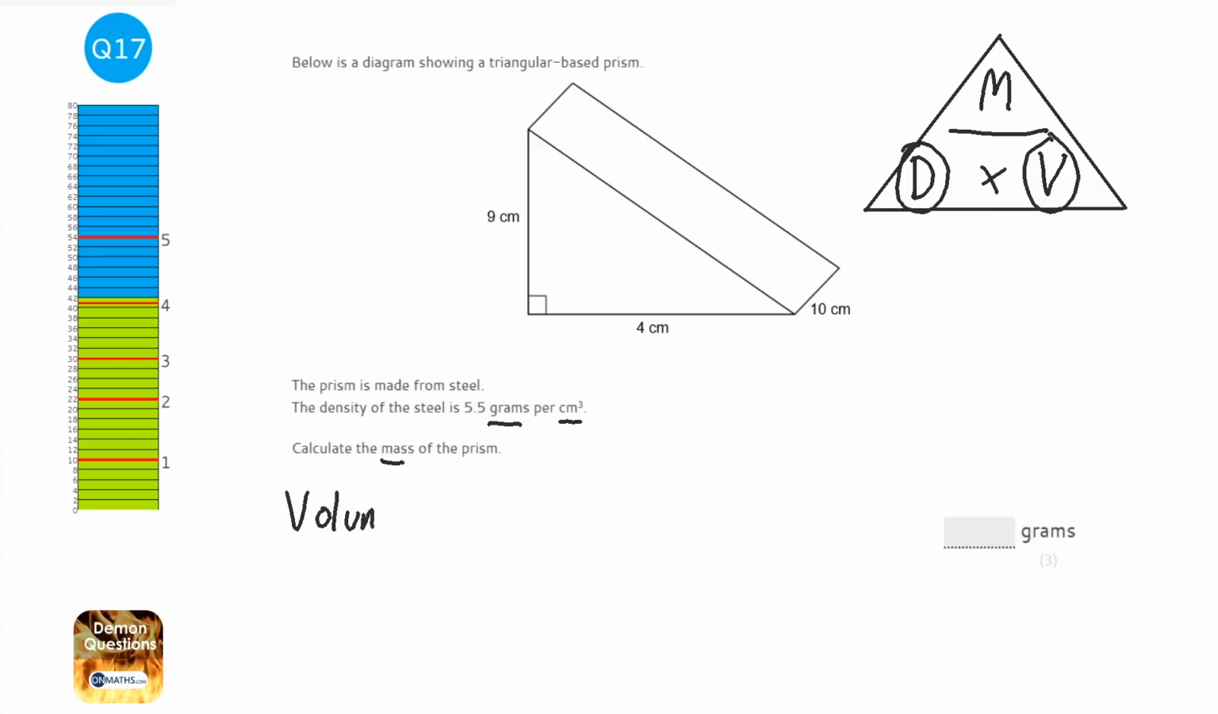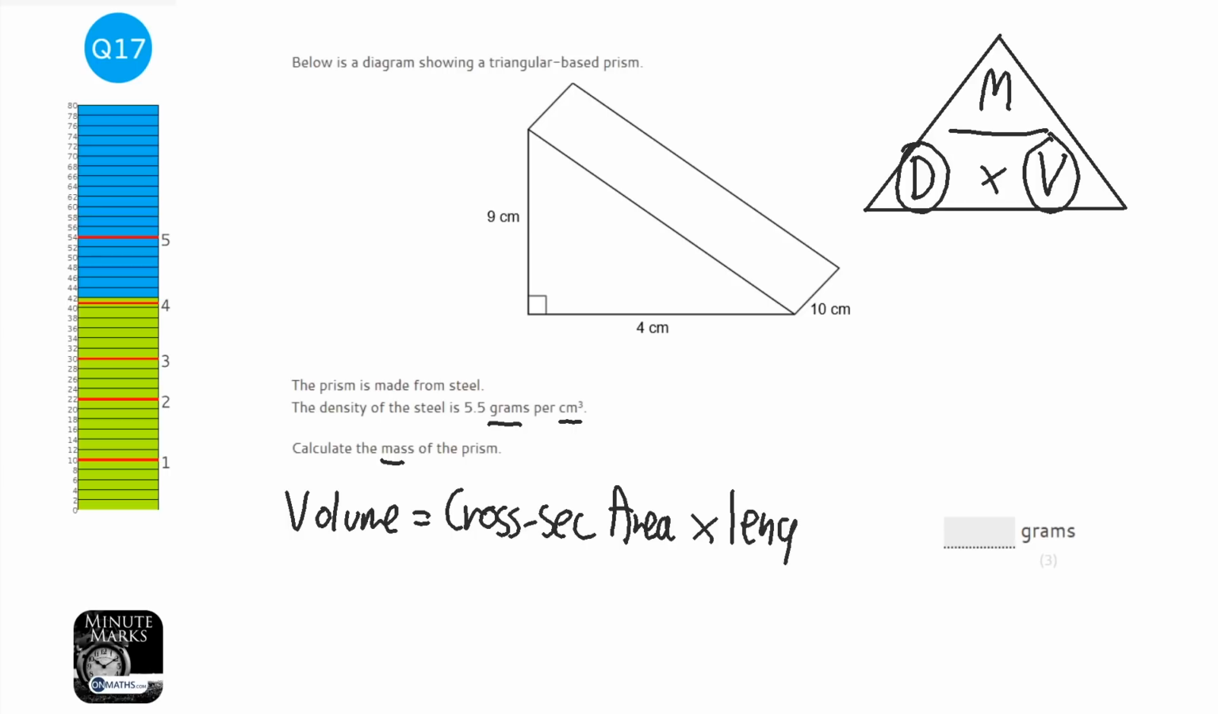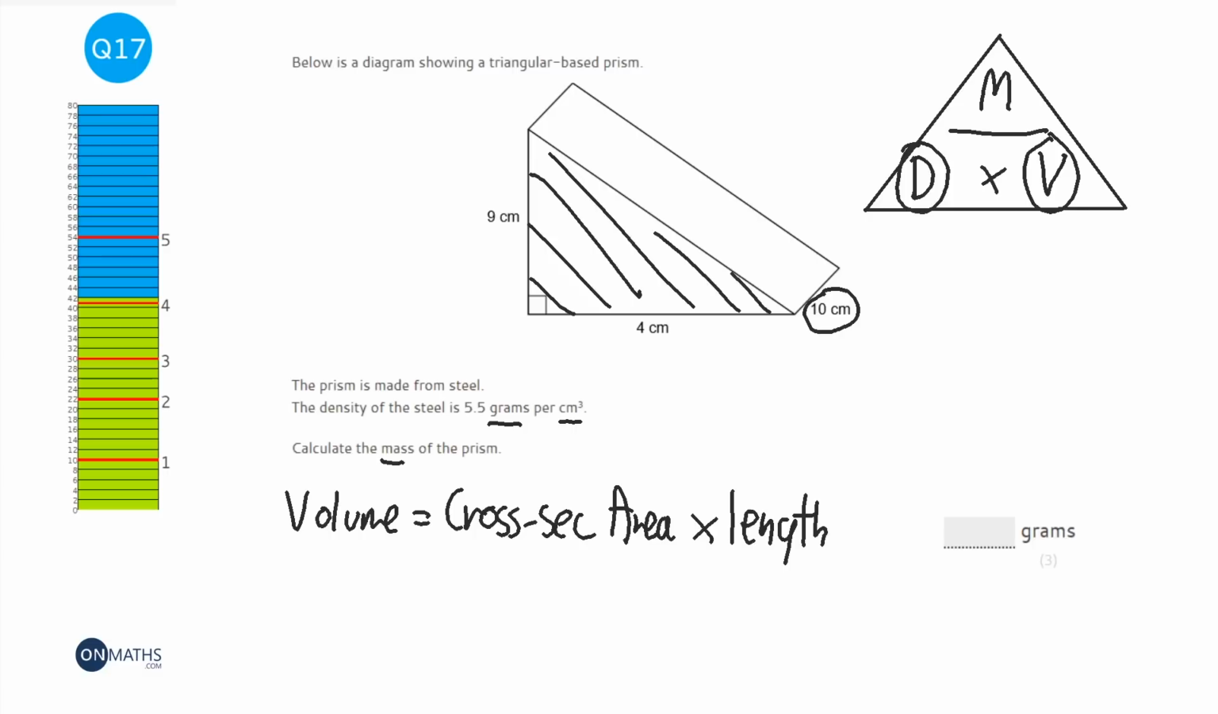So to work out the volume of any prism, it's the cross-section area times the length. And some people call the length something else, but the length is basically how 3D the prism is. So the length is this one here, and the cross-sectional area is the area of this triangle here. So it's the area of the triangle. We've got the base, which is 4, and the height, which is 9. So it's half times base times height, and then we're going to times it by the length, which is 10.